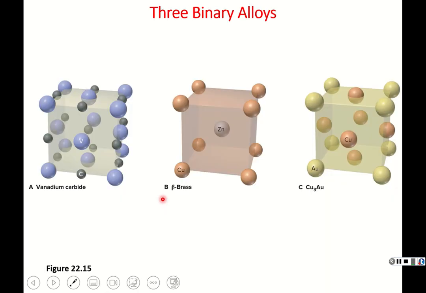Here are 3 binary alloys. Vanadium carbide is vanadium and carbon. Brass is copper and zinc. And then Cu3Au is copper and gold. That just gives you an idea that alloys will take up different organization patterns, the unit cells that we've discussed in solid state chemistry.